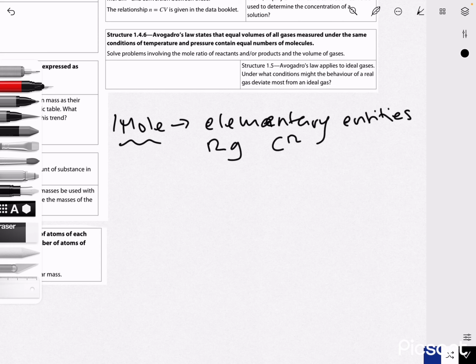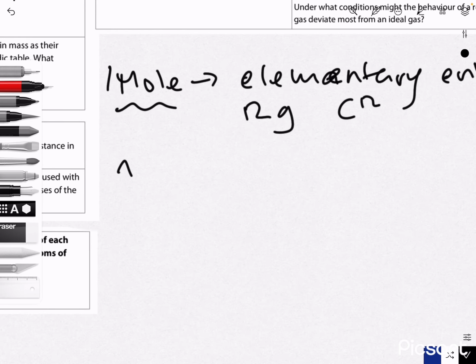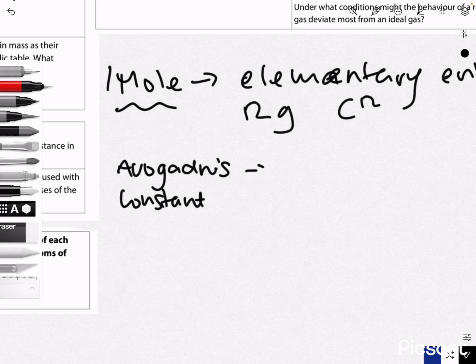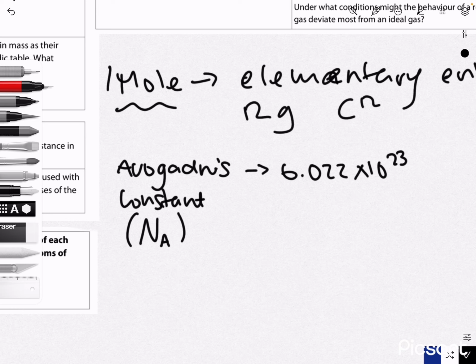This number, the mole, is Avogadro's constant, which is exactly 6.022 times 10 to the power of 23, which is a pretty big number. This constant, also referred to as NA, will be given to you in your booklet.